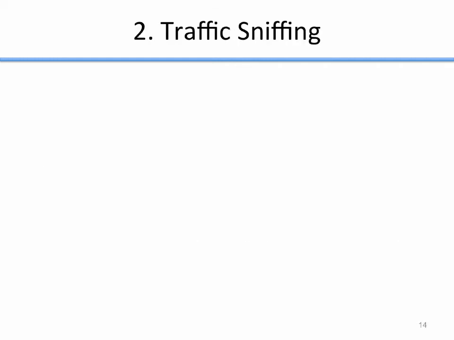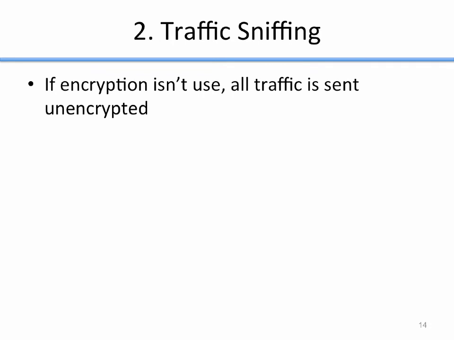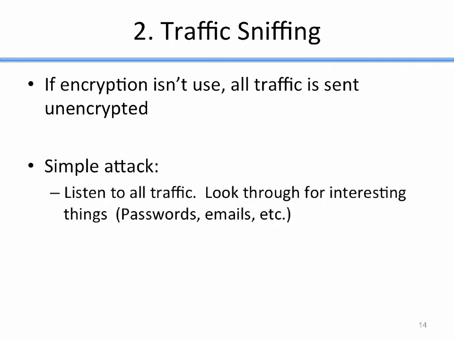So another type of attack is just simple traffic sniffing. I've mentioned that anything you send is transmitted wirelessly. Well, if encryption isn't used, if it's an open network, then all traffic is sent unencrypted. And so the simple attack is you put your card in monitor mode and you just listen to all the traffic and you look for interesting things. In fact, there are tools to do this, that just flip a card into monitor mode and watch for anything that they might see that would be interesting. Passwords, emails, instant messages, etc., etc.